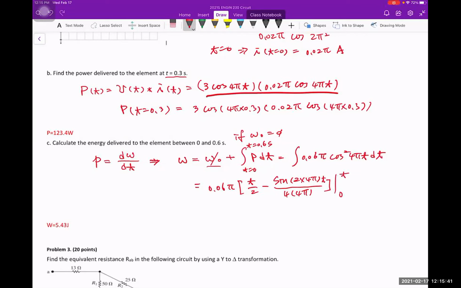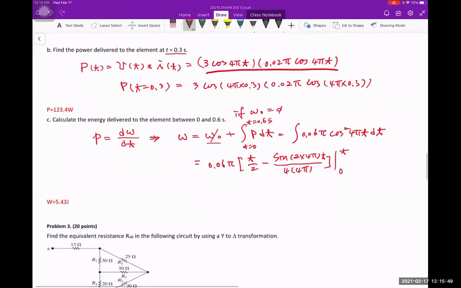Okay, so you can get this equation from the integration table. If you want to take the challenge and derive this equation, it's up to you, but I would just use that equation directly. And all you need to do is make t equal to 0.6 and find out the result for this definite, this finite integration.